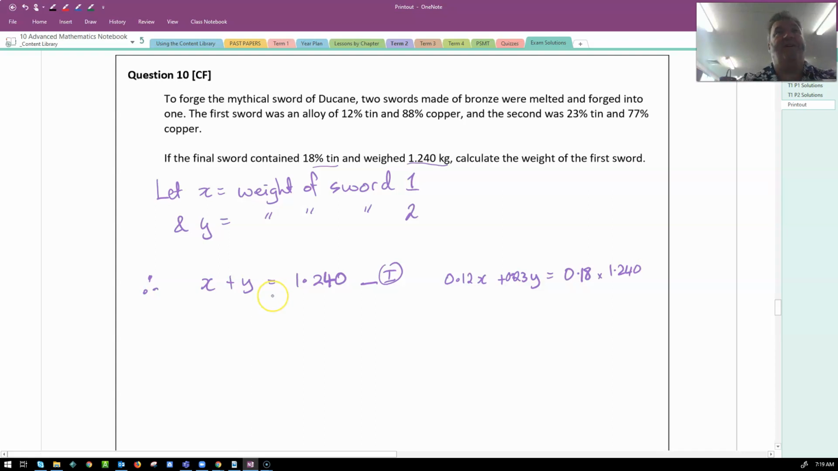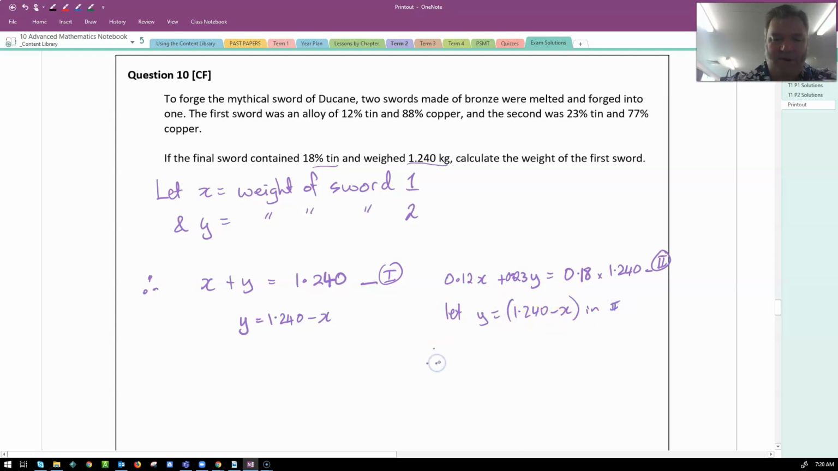Again, I think it's going to be much easier for this one using substitution. As much as I love my elimination, I'm going to go y is equal to 1.240 minus x. I could have done x equals 1.240 minus y, but I know I'm looking for the answer x. So if I can keep x and get rid of y, I'm going to get to my answer faster. This is not one where you need to find the weight of both swords. I'm only interested in the first one. I can substitute that into the other equation. So in equation 2, which I didn't label, I'm going to let y equal 1.240 minus x. All right, and we're away.